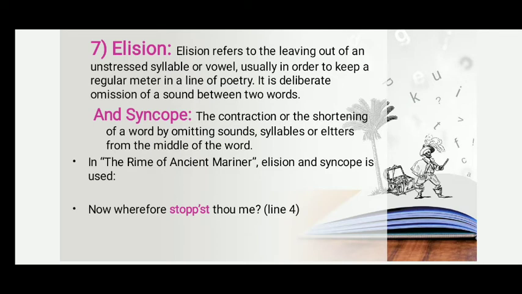It is a deliberate omission of a sound between two words, also called syncope. This is a contraction or the shortening of a word by omitting sounds, syllables or letters from the middle of the word. So here in the Rime of the Ancient Mariner, elision and syncope are used.